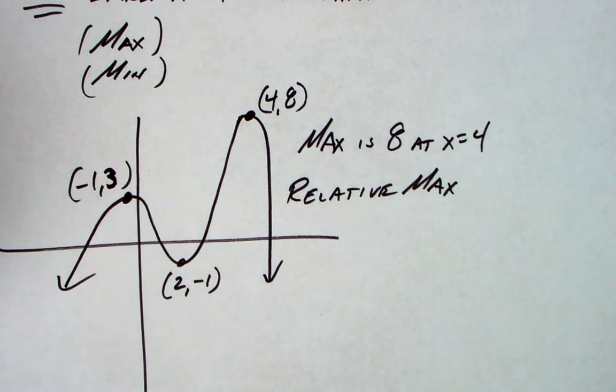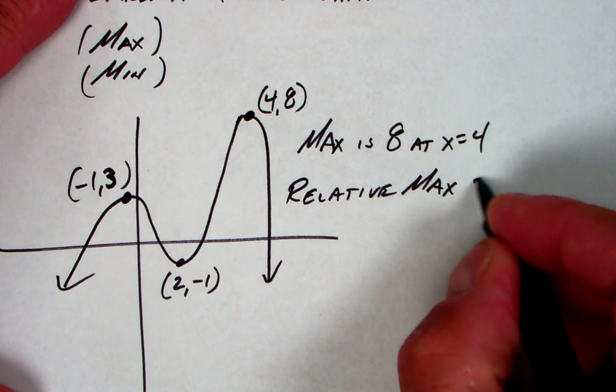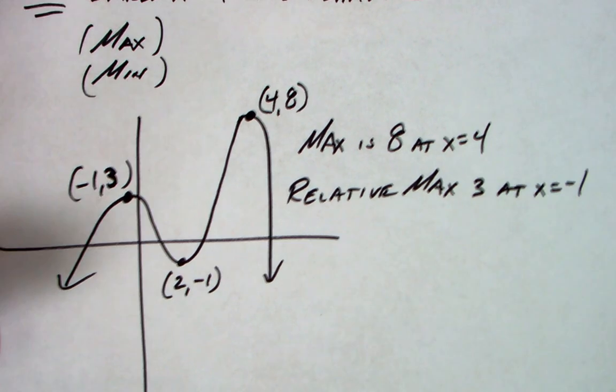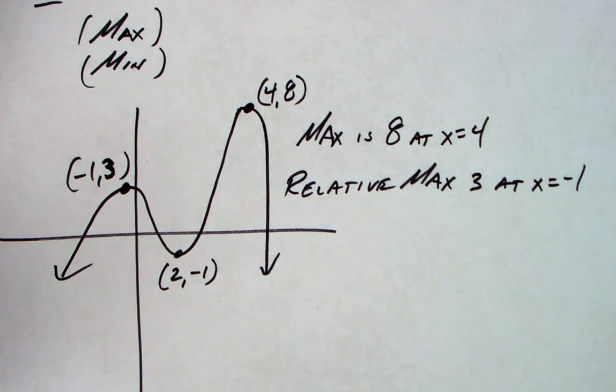Okay? Relative max means bigger than its friends in its area. Do you see any other values of y that are bigger than the y's in its area? 3, at x equals -1. Now let's explain this relative max.